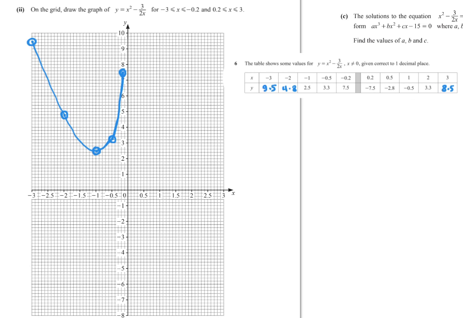The second group: 0.2, negative 7.5. 0.5, negative 2.8. 1, negative 0.5. 2, 3.3. 3, 8.5.